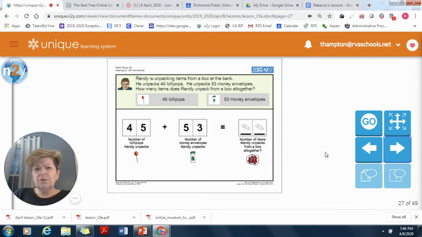But have we read our story problem yet? No, we haven't, so let's not jump ahead. Let's go ahead and read our story problem. Randy is unpacking items from a box at the bank. He unpacks 45 lollipops, and he unpacks 53 money envelopes. How many items does Randy unpack from the box all together? Right? So that's our cue that we're adding, even though they have shown us that already. So now let's carefully line up our ones and our tens.